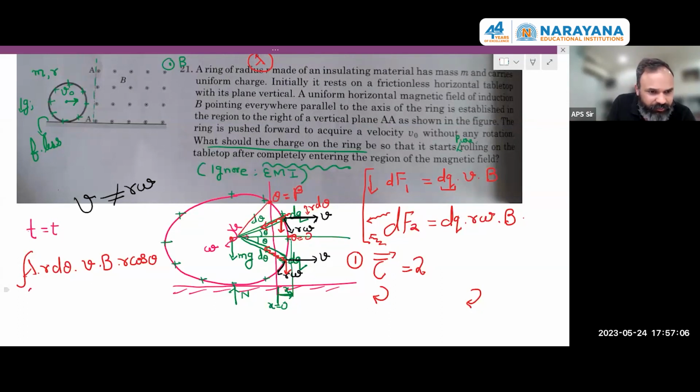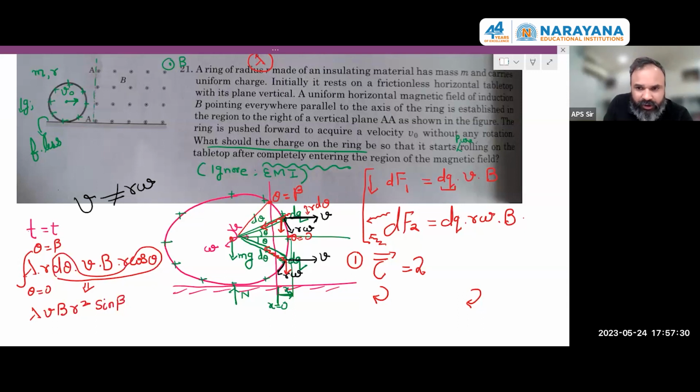So if I write this from theta equal to 0 to theta equal to beta, I'll get some term which is lambda V B r square, and you'll get the term cos theta d theta, which integrates to sin theta from 0 to beta, so sin beta. And at that moment, the total torque that I have calculated is on the upper half and then twice. So total is 2 lambda V B r square sin beta. That's what we are getting.